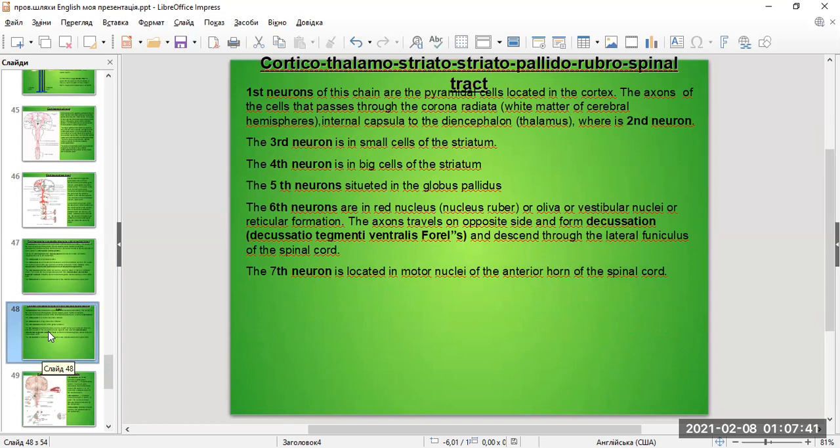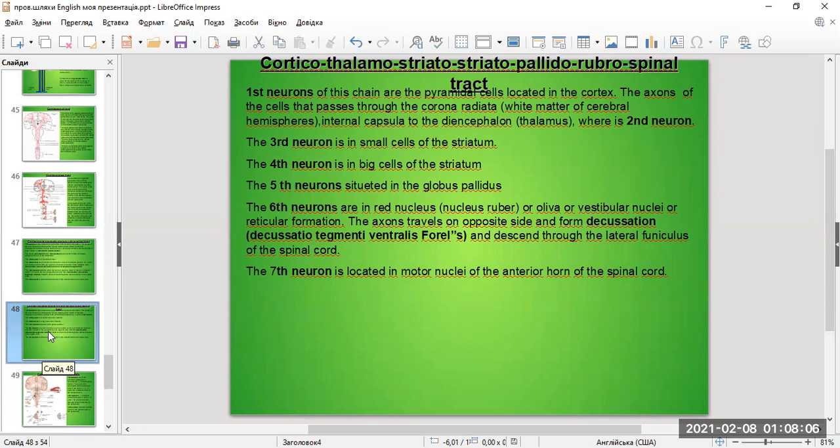Tractus cortico-thalamo-striato-pallido-rubrospinalis. The first neurons of this chain are the pyramidal cells located in the cortex. The axons of these cells pass through the corona radiata, white matter of the cerebral hemisphere, and internal capsule to the diencephalon, the thalamus, where the second neuron is.